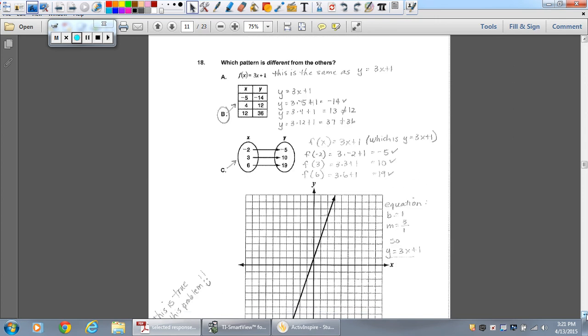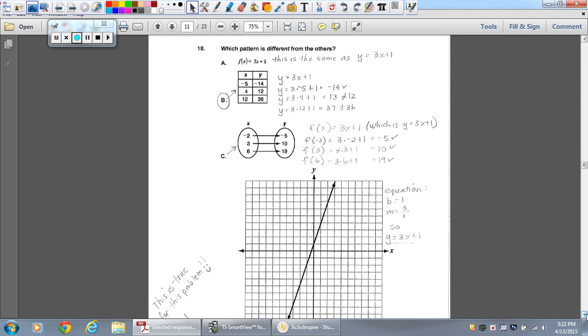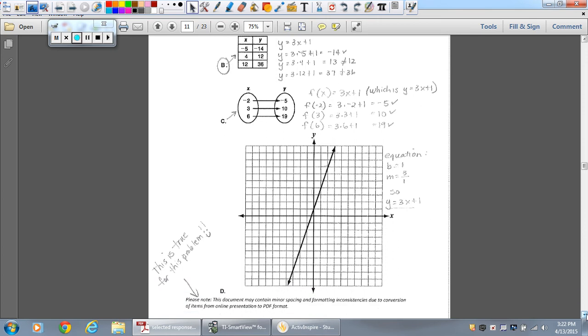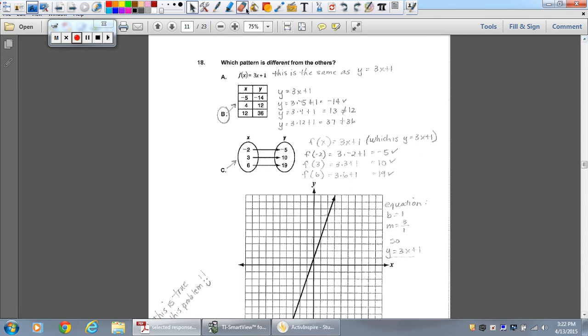Number 18, I think that the spacing and formatting got a little bit messed up on this one. It was hard for me to tell where everything was. But A, I believe, is just f of x equals 3x plus 1, which is the same as y equals 3x plus 1. You can always interchange a y or f of x. B was the table, and I noticed I was trying to compare it to see if it was the same. So it looked like it was 3x plus 1.